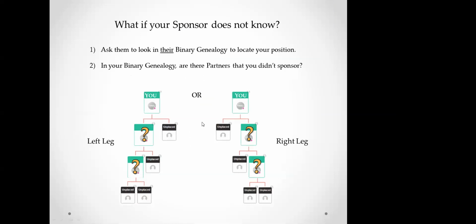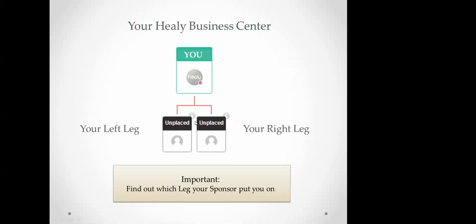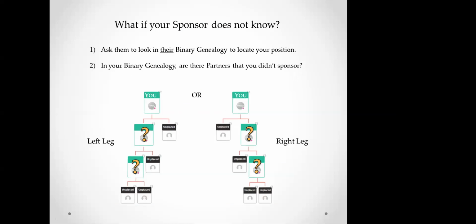Okay, so that's one way: you have them look in their binary genealogy to locate your position. The other way is when you go into your back office, it may not look like this. You may not have just 2 unplaced partner spots below you. You may have what looks like this on your left leg or your right leg. We're like, I don't know who that person is. Who are these people? Well, if you have people that are placed underneath you and you personally did not put them there, that is your team leg.